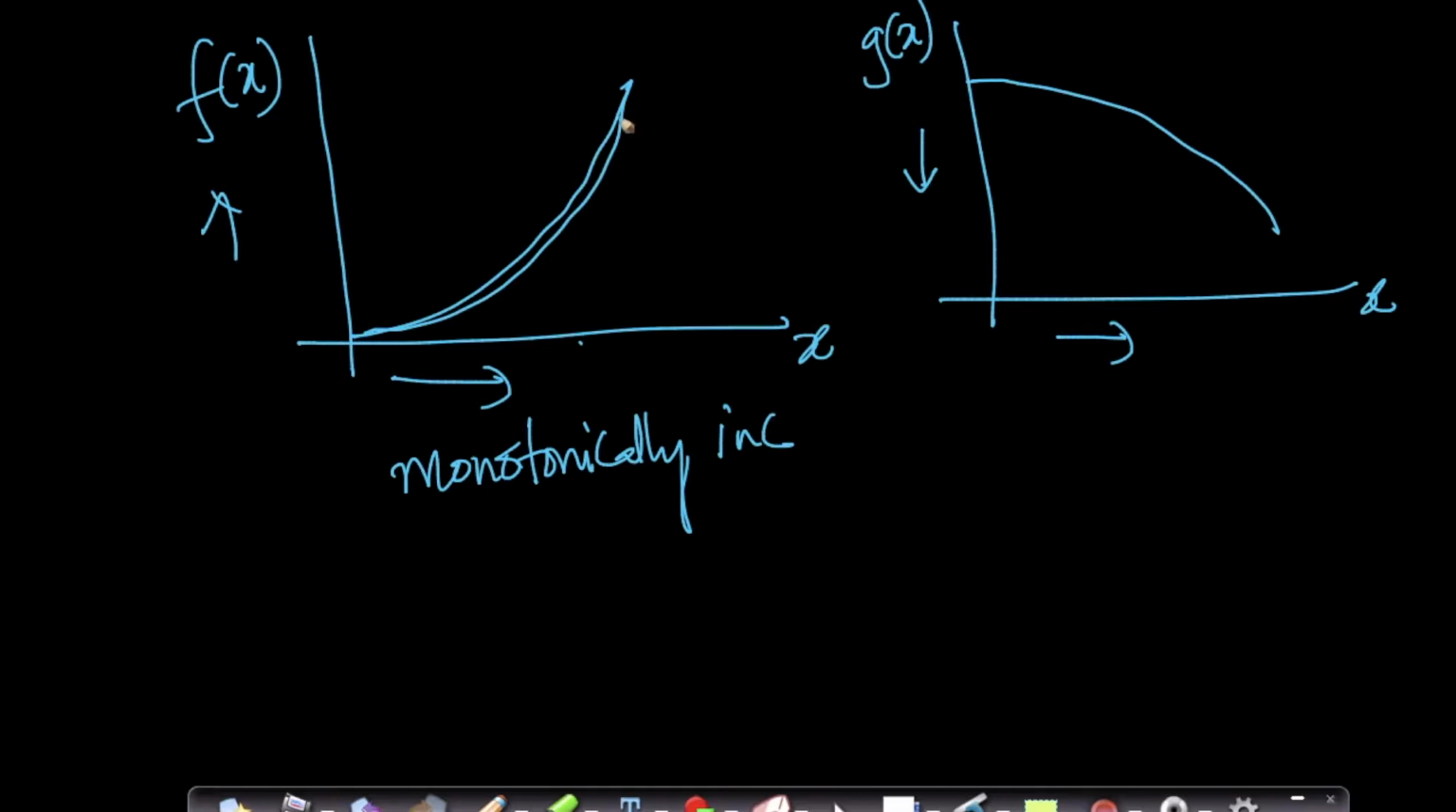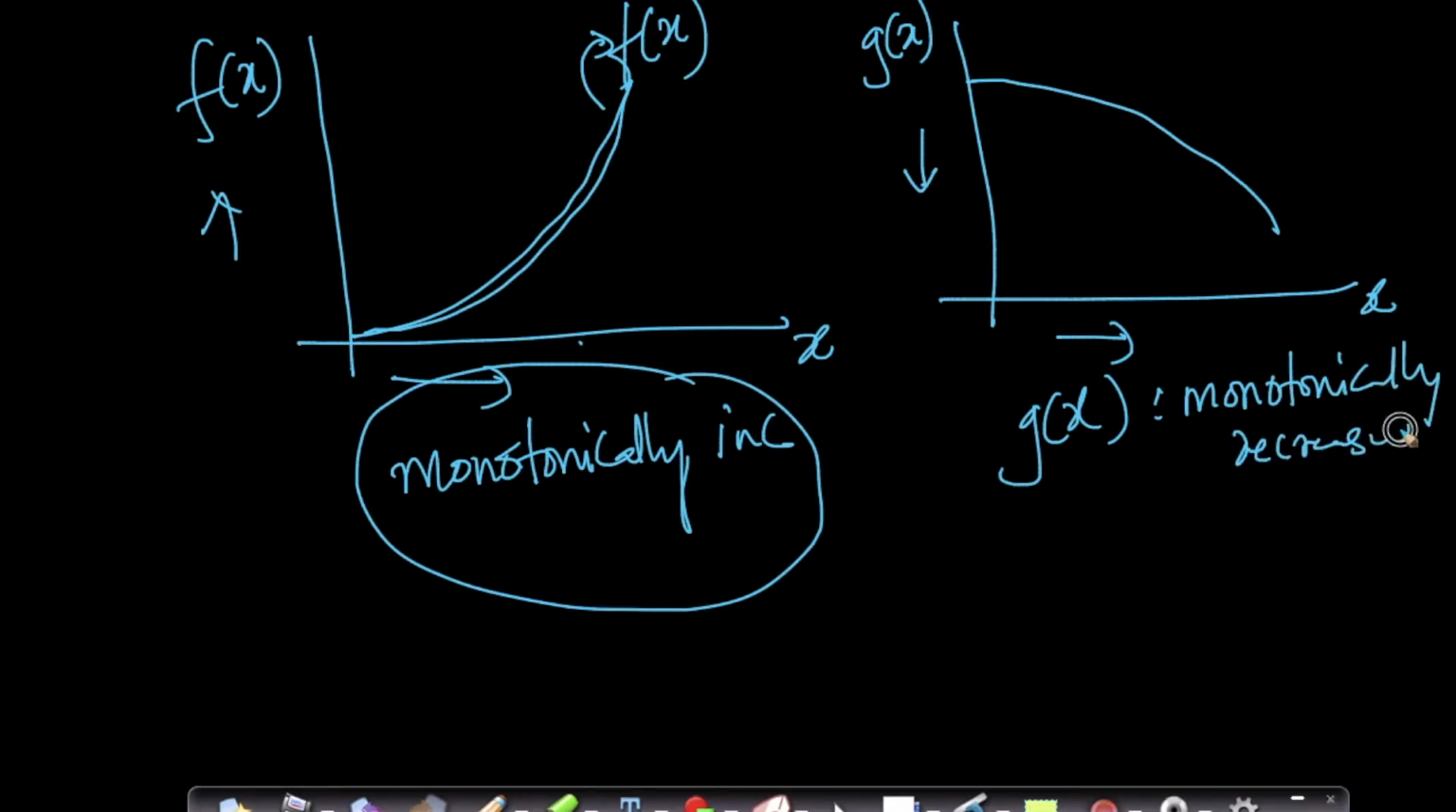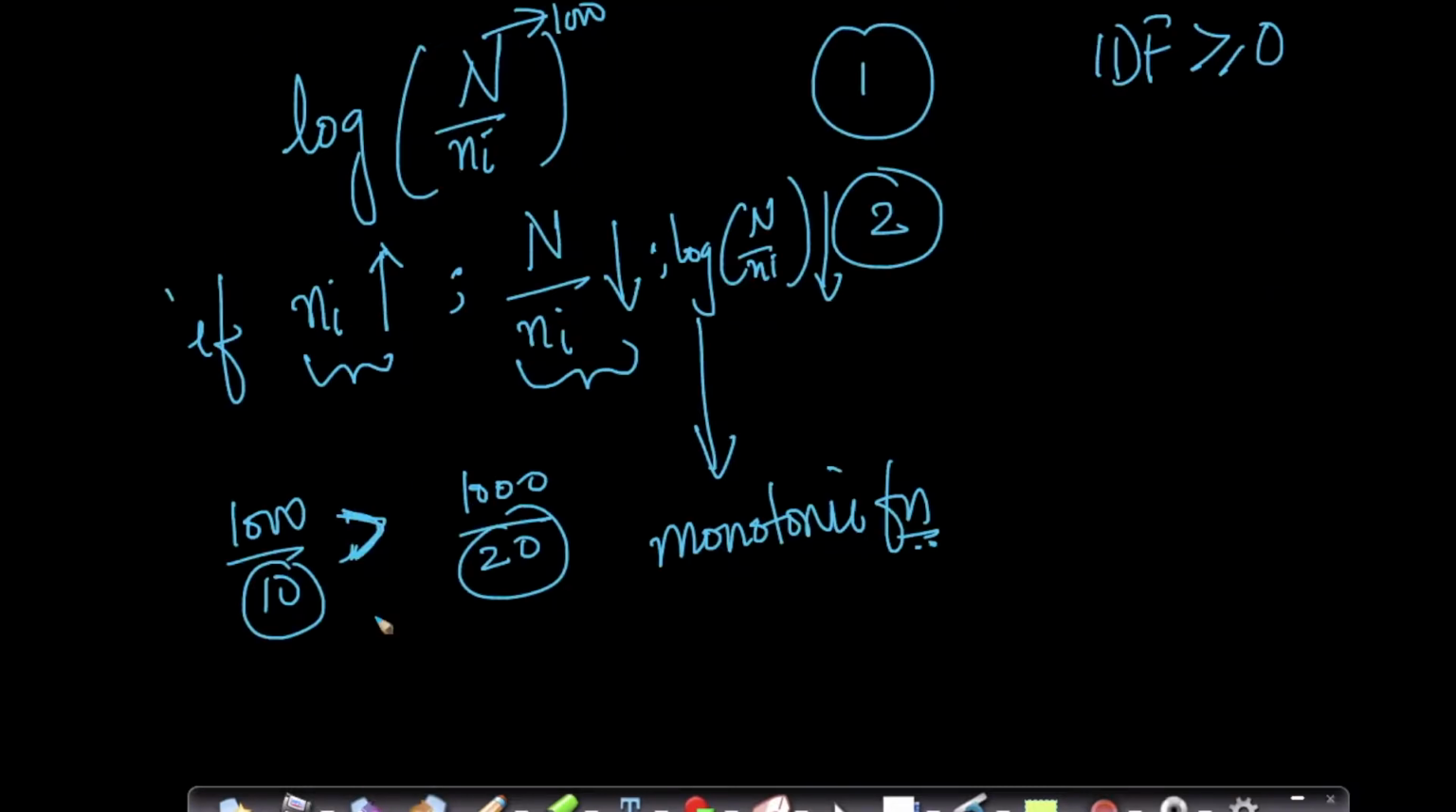Let's assume this is the plot of f of x. Such a function is called a monotonically increasing function. As x increases, if g of x decreases, then g of x is called a monotonically decreasing function. So log is a monotonically increasing function because as x increases, log of x also increases, as long as x is greater than 0. So as N by Ni decreases, log also decreases.